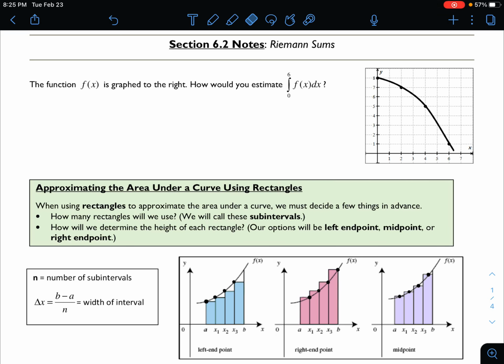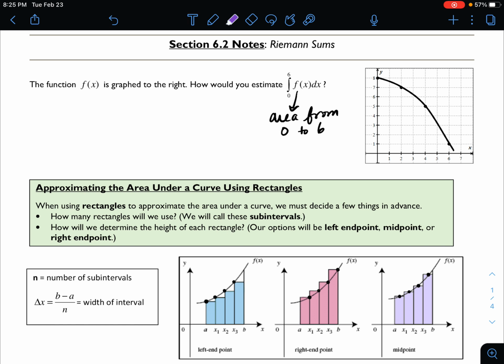In section 6.2, we'll be discussing Riemann sums. So let's take a look at this function graph to the right. How would we estimate the integral from 0 to 6? Remember that this means the area from 0 to 6. So we're trying to estimate this part underneath the graph.